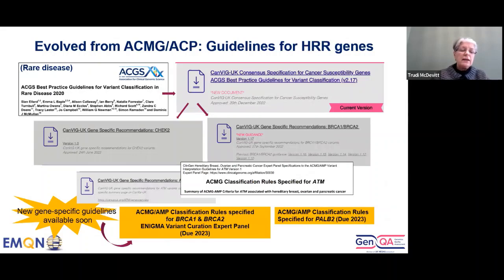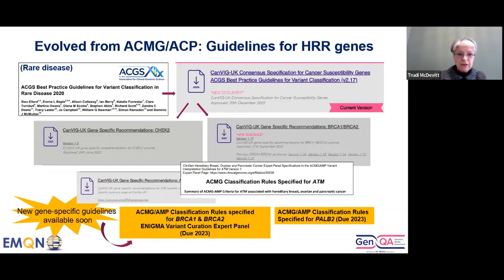So guidelines that have evolved from the ACMG original rules are the ACGS guidelines in 2020, designed to provide laboratories with practical guidance on how to apply the ACMG rules to rare diseases. And then very closely aligned to that and published initially in 2020 are the CanVIG general cancer susceptibility genes guidelines that are very closely aligned to the ACGS guidelines, but with adaptations to account for the fact that the cancer susceptibility genes are associated with common phenotypes.